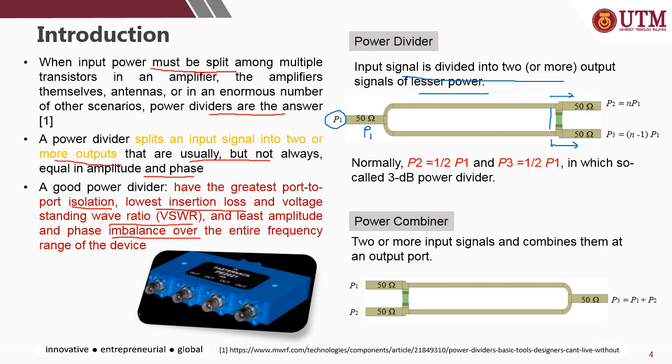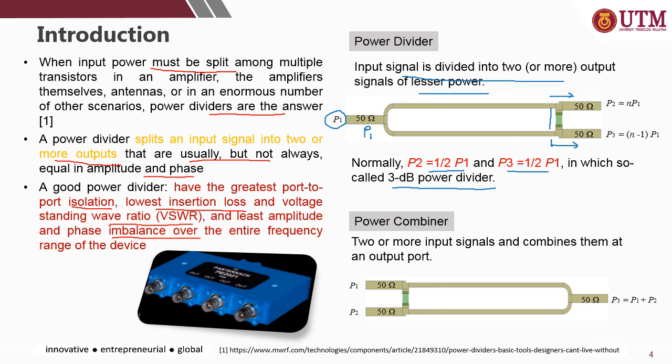Sometimes there could be imbalanced power divisions, in which port 2 may be given higher power compared to port 3, depending on the system requirement. In normal practice, P2 and P3 will have equal power division, which is usually half of the input power. This is also known as a 3dB power divider, in which half of the power is delivered to the output port.